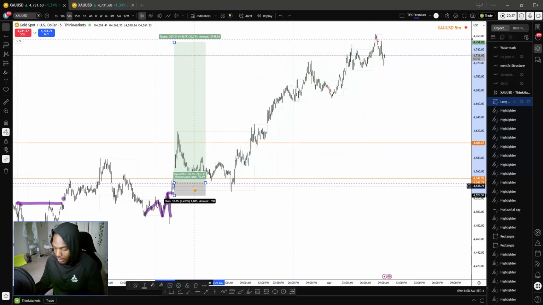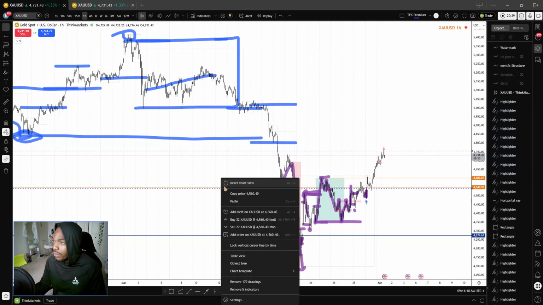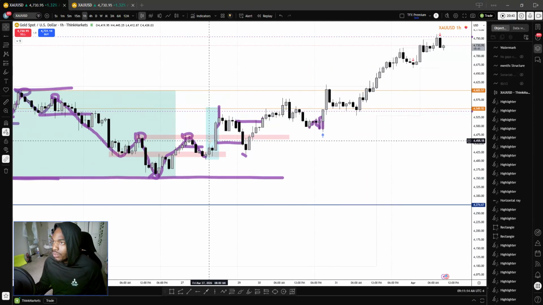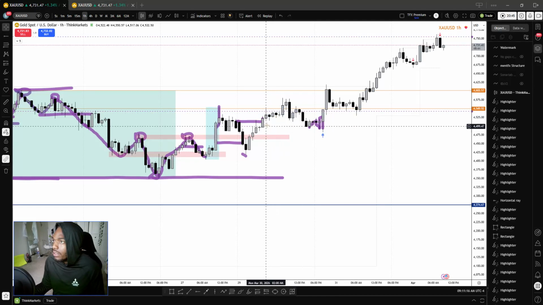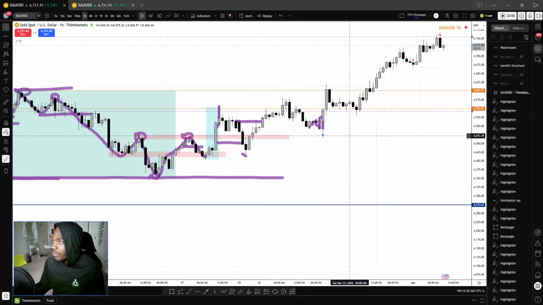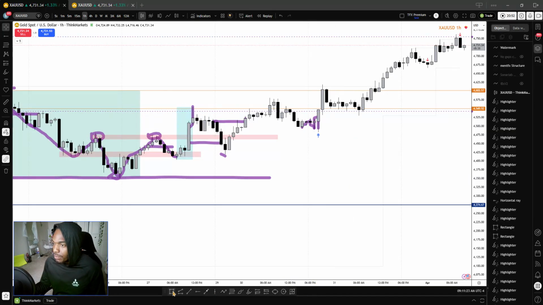But that's not the trade I took. So let's go to the 1 hour and go over the trade that I actually took. So as price was crossing back above this, like I said, I wanted to wait until there was a retracement, and the retracement came right here. And then on top of the retracement being there, we also broke above this high right here.